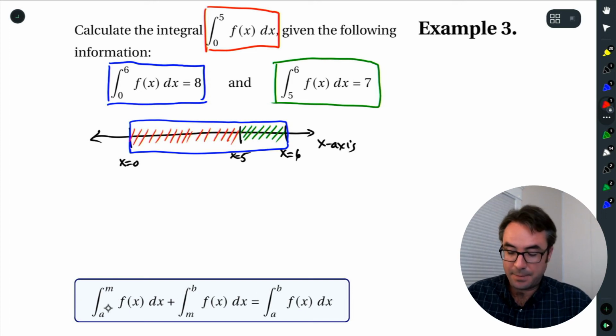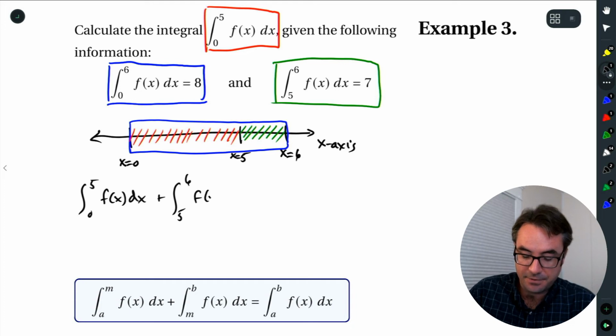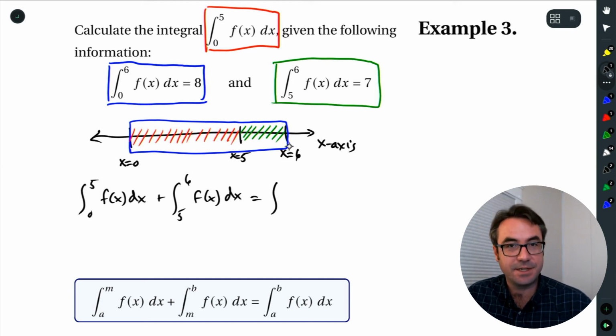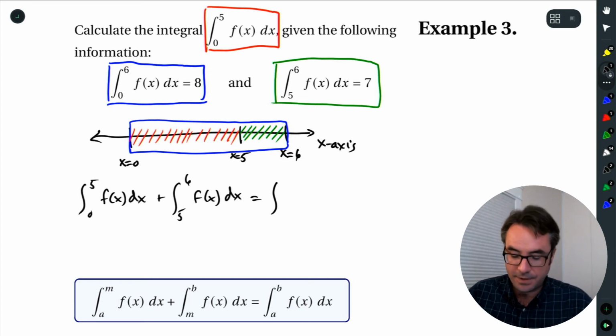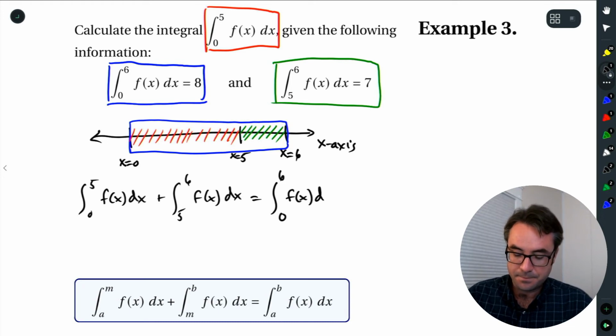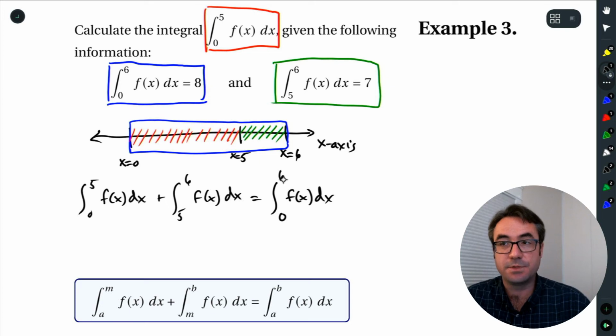So if we apply this property, what it's saying is that the integral from 0 to 5 of f of x dx plus the integral from 5 to 6 of f of x dx should give us, because we're going from 0 to 5 and then from 5 to 6, if we eliminate that breaking point at x equals 5, if we were to integrate from 0 to 6 directly, these two quantities should be equal. So if we take this integral plus this integral, it should be equal to just going from 0 to 6 directly.